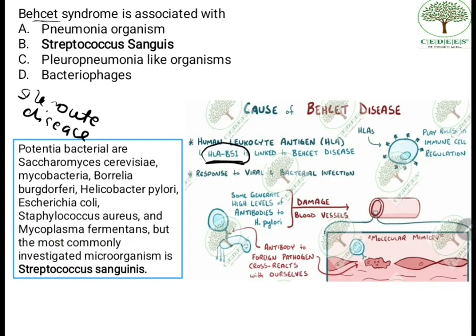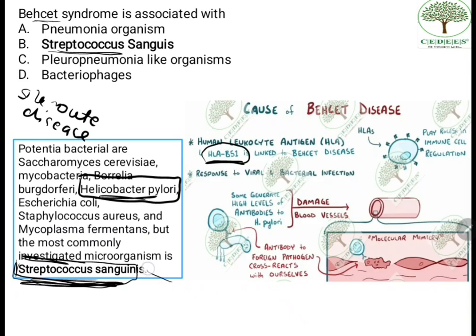Now when samples were taken from cases of Behçet's disease, most commonly they noted these important organisms called Streptococcus sanguis and Helicobacter pylori. They found a lot of antibodies to H. pylori, and a lot of S. sanguinis was isolated. So the most common organism associated with Behçet's would be Streptococcus sanguis. You must have read about this when we studied endocarditis. This is a very important organism which is linked to causing endocarditis. So Streptococcus sanguis is very important, and most commonly Behçet's syndrome is associated with this along with H. pylori.